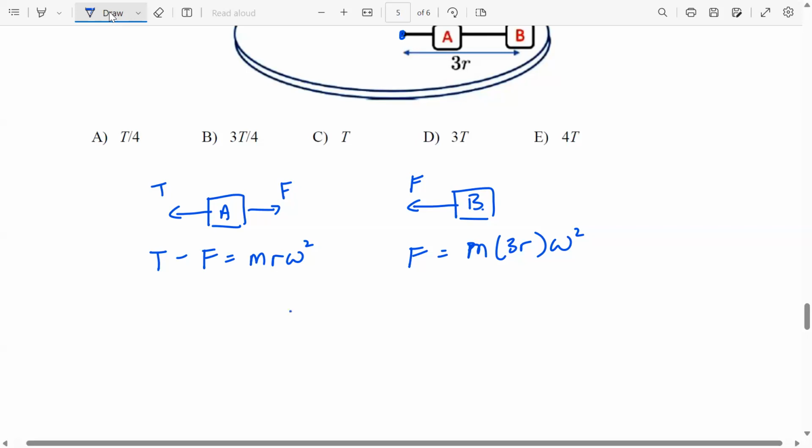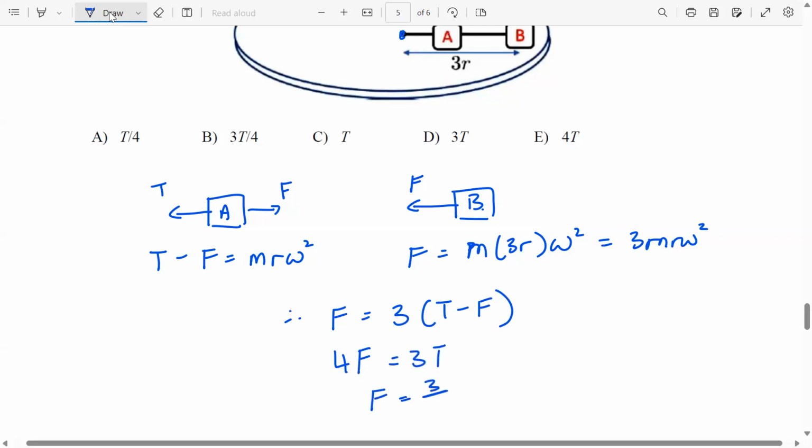So you can see that if I combine, this 3mr omega squared is actually 3 times the left one, 3T minus 3F. Okay, so rearranging, 4F equals 3T. So F is 3/4 T. So the answer is just B.